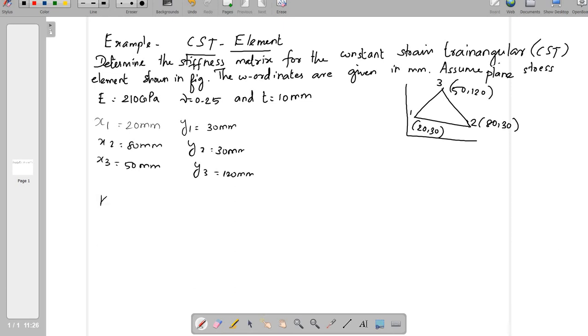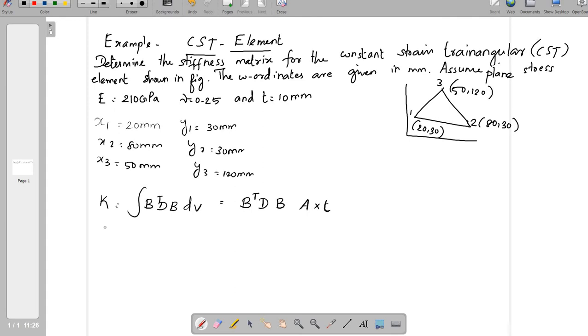And now what is the formula for the stiffness matrix? It is the volume integral of B transpose D B dV. It can be extended as B transpose D B times area times thickness. The volume can be written as area into thickness. So the stiffness matrix K is equal to B transpose D B into area into thickness.